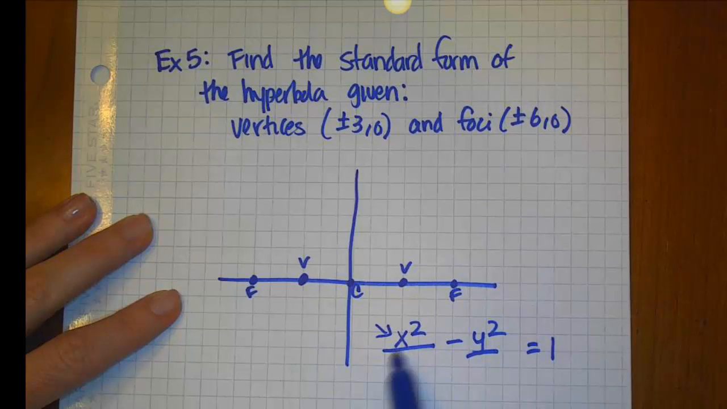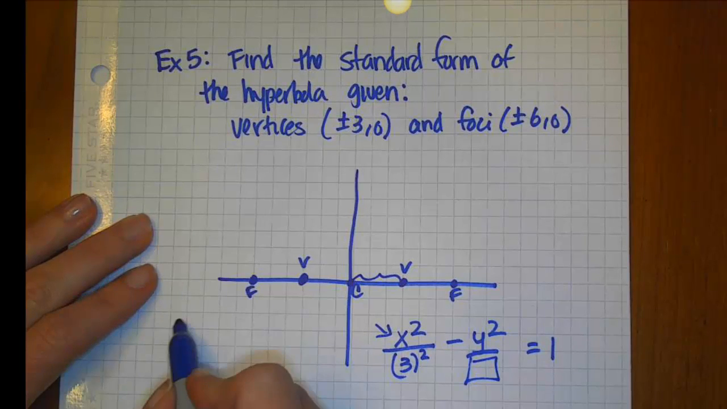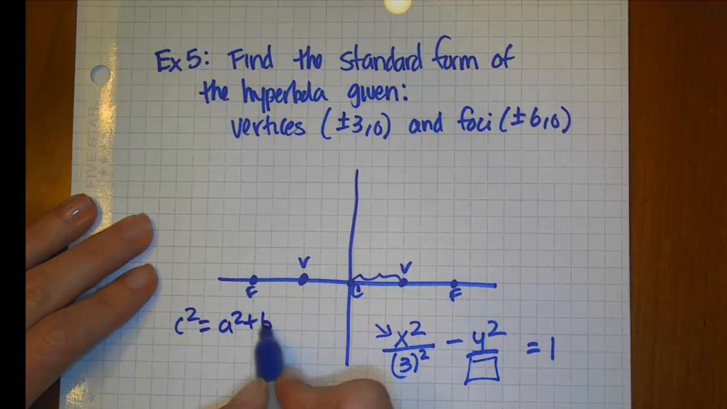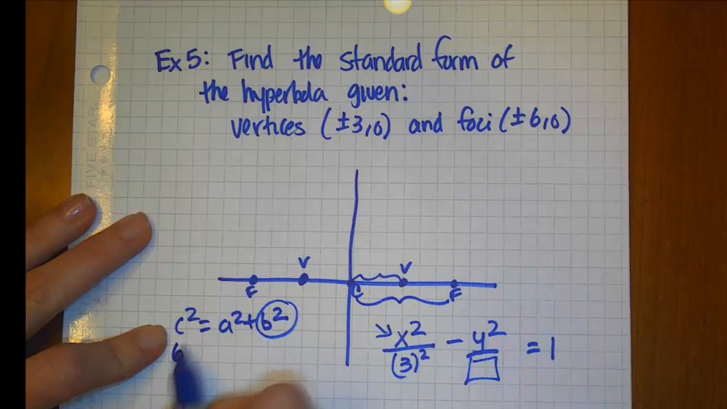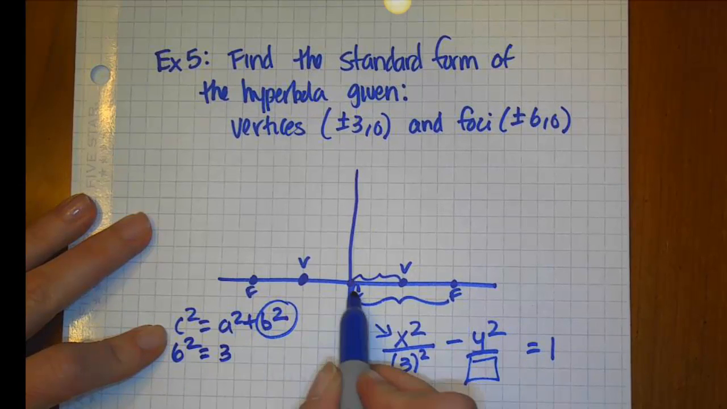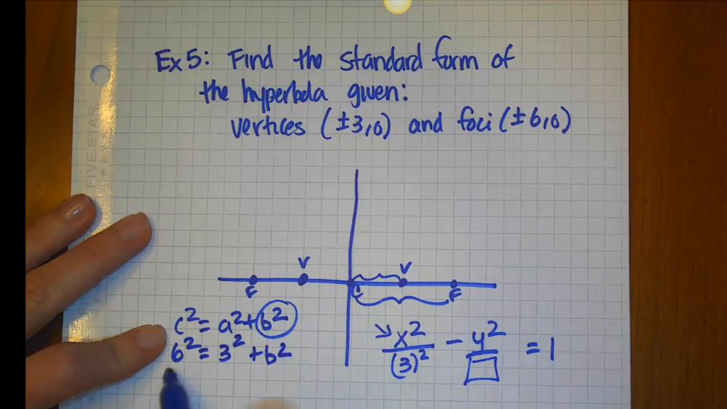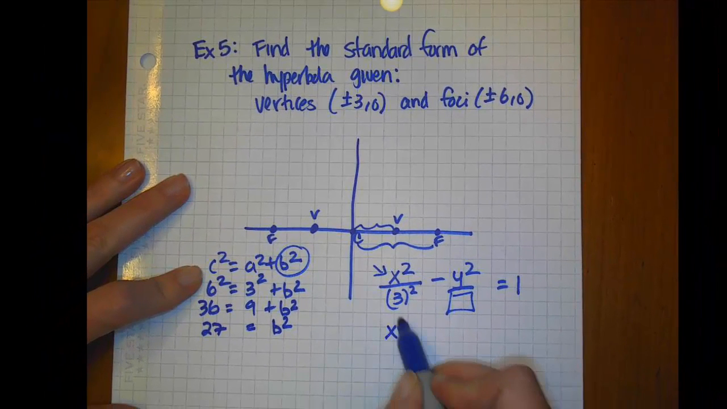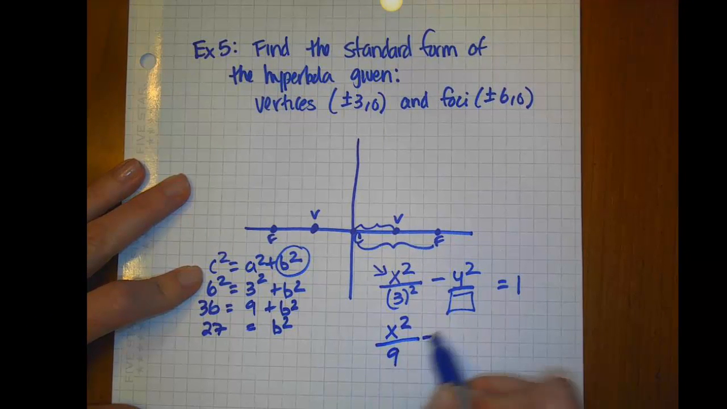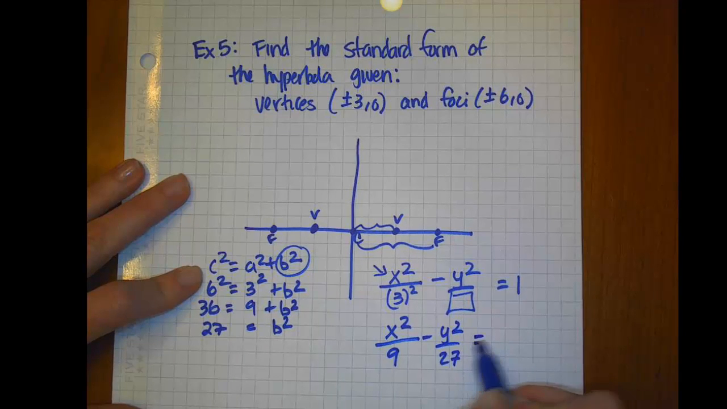Well, I know that the a is the distance from the center to a vertex, squared, so that's 3 squared. And now all I have to do is find the number that goes underneath the y squared and I'm home free. Well, how do I do that? Remember, I know that c squared is equal to a squared plus b squared, and I have to solve for b squared. I know that my distance from the center to a focus is 6. I know that the distance from the center to a vertex is 3. So this gives me 36 is equal to 9 plus b squared. So that means b squared has to equal 27. So my final answer is x squared over 9 minus y squared over 27 equals 1.